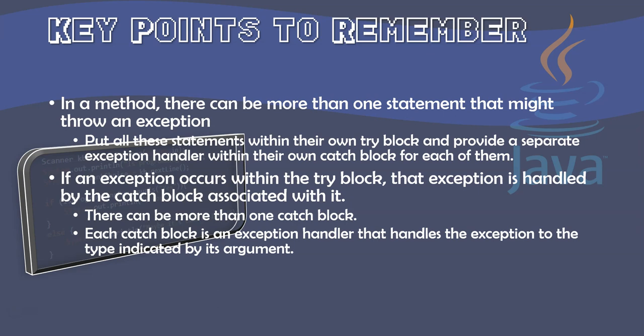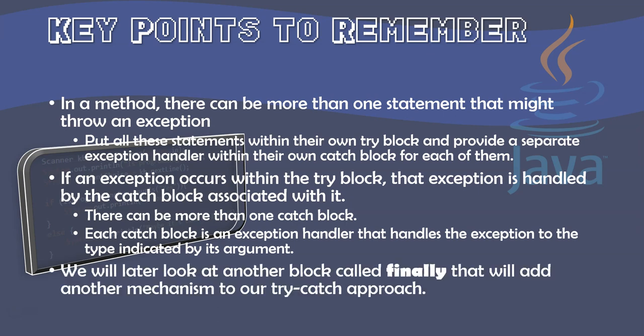Now, remember, you can have more than one catch block. So, for example, you might have the generic exception block to handle it, or you might have a specific exception. Now, each catch block, of course, is an exception handler that handles the exception of the type indicated by its argument. Now, we will, of course, later look at another block, which is known as finally, but add yet another mechanism to our try-catch approach.